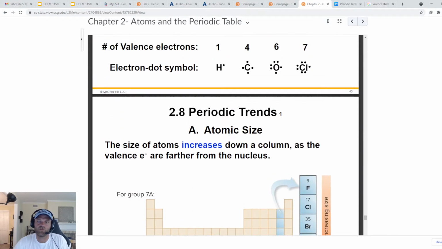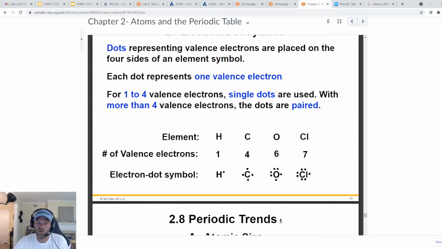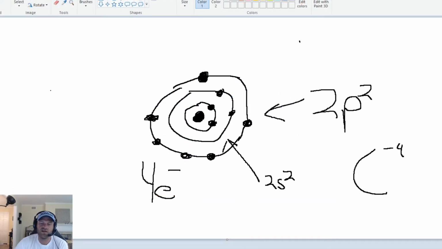Okay. So, before we move on to periodic table trends, I want to look at Lewis dot structures. Lewis dot structures are essentially just ways of writing the atom out based on the number of valence electrons. Okay, so let's go over some rules here on how to do that.